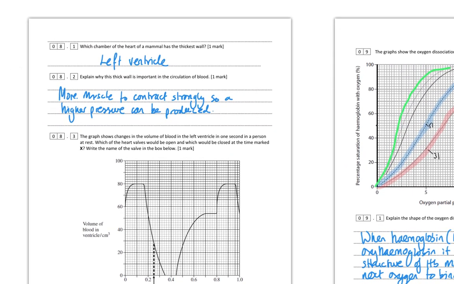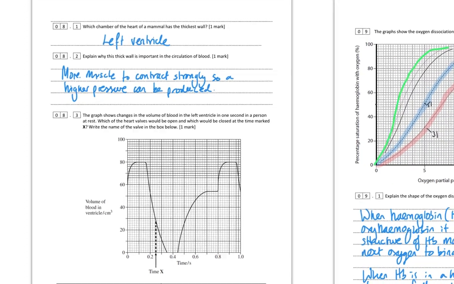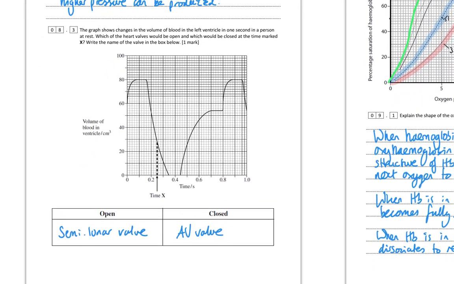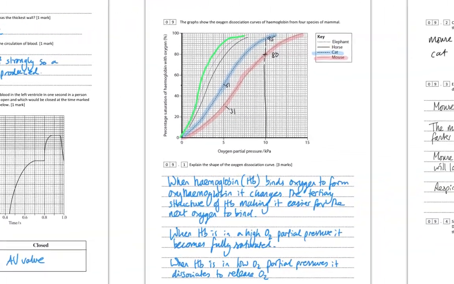8.1 is just knowledge, left ventricle. Stronger contractions can produce more pressure for a thicker wall. On this one here, the pressure is decreasing in the ventricle. Therefore, blood must be leaving. So if blood's leaving, it's going out of the semilunar valve. And to make sure it doesn't go back into the atrium, the AV valve needs to be closed, the atrioventricular valve.